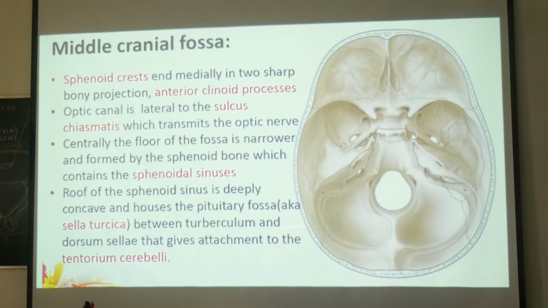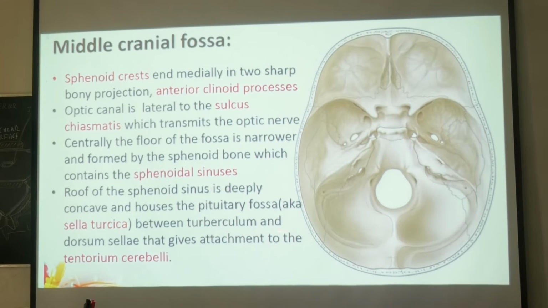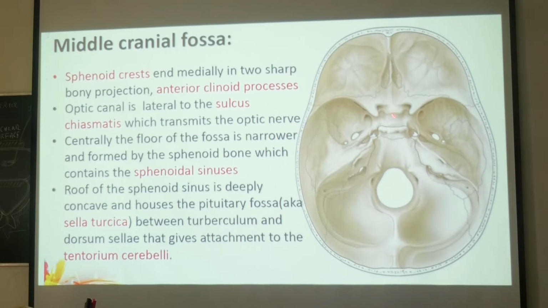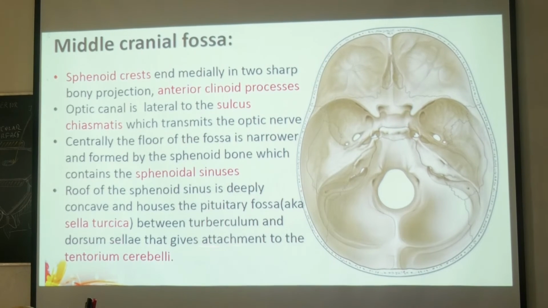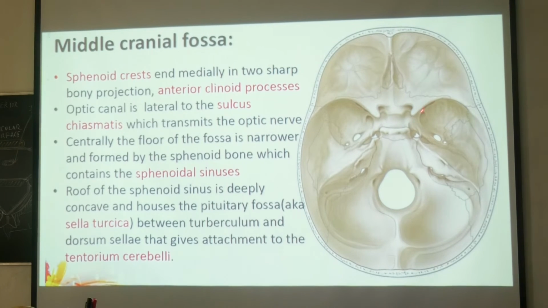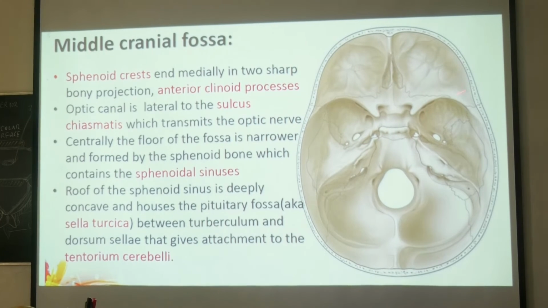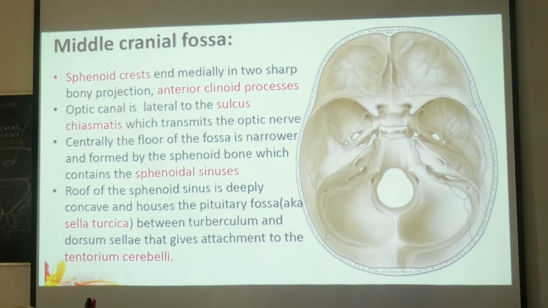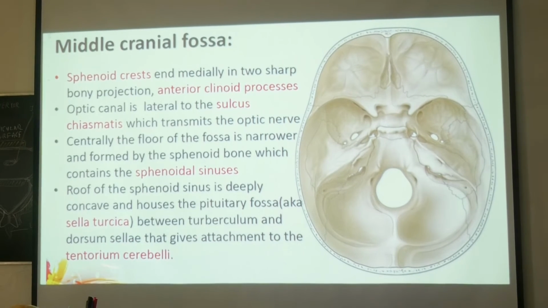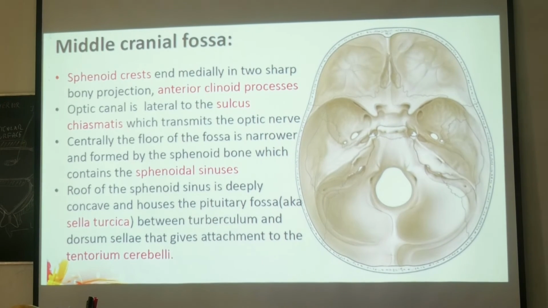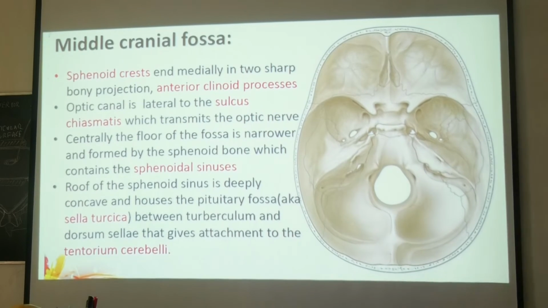Between the tuberculum sellae and dorsum sellae lies the hypophyseal fossa, or pituitary fossa, or sella turcica. That gives attachment to the tentorium cerebelli, and these projections, the anterior clinoid process, tuberculum sellae, and dorsum sellae, all give attachment to the tentorium cerebelli. This is an extension of the dura mater, the tentorium cerebelli.